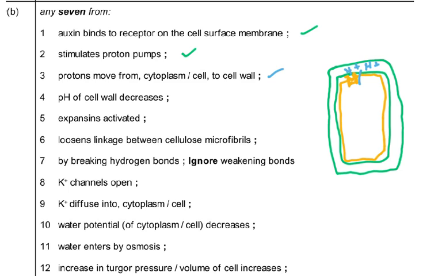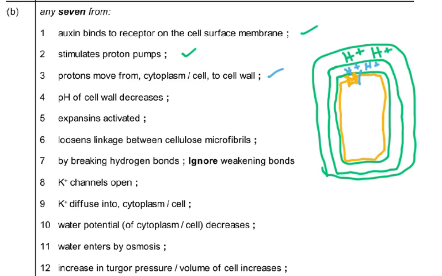So stimulates proton pumps, protons move from the cytoplasm into the cell wall, and the pH of the cell wall decreases. So this cell wall, let me make it just a little bit bigger to explain this to you all. The pH will decrease, so more hydrogen ions in the cell wall. So pH of the cell wall decreases. Now expansins will be activated. Loosens the linkages between the cellulose microfibrils by breaking the hydrogen bonds.